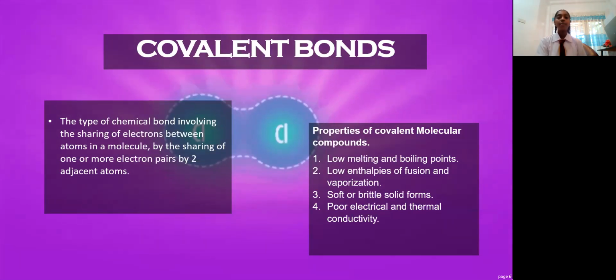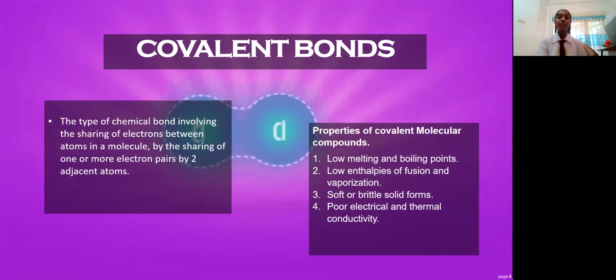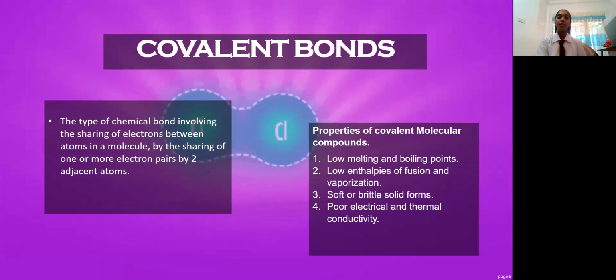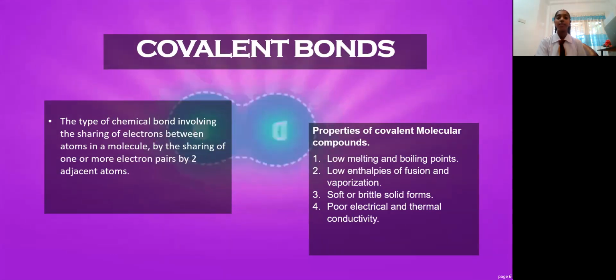Well, there are a few properties of covalent molecular compounds, so let us see those properties. First of all, melting points and boiling points are low. Low enthalpies of fusion and vaporization. Covalent molecular compounds are softer, brittle solid forms and they are poor in electrical and thermal conductivity.